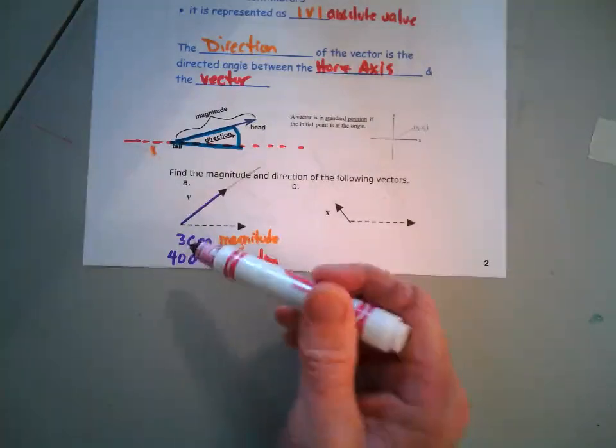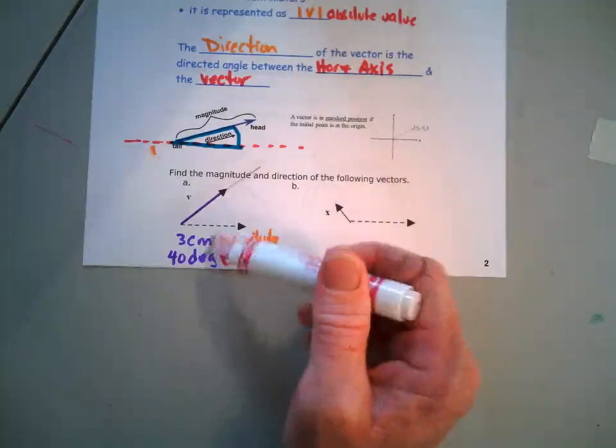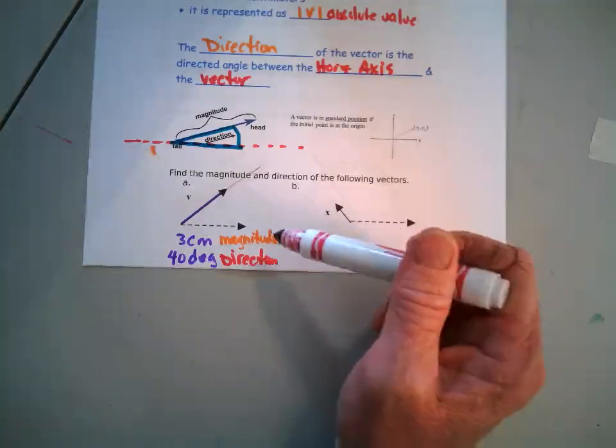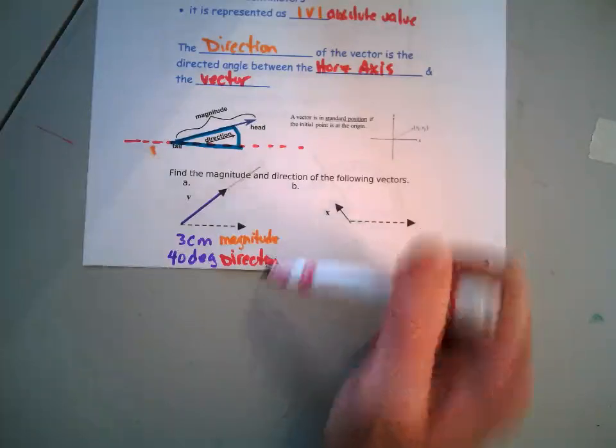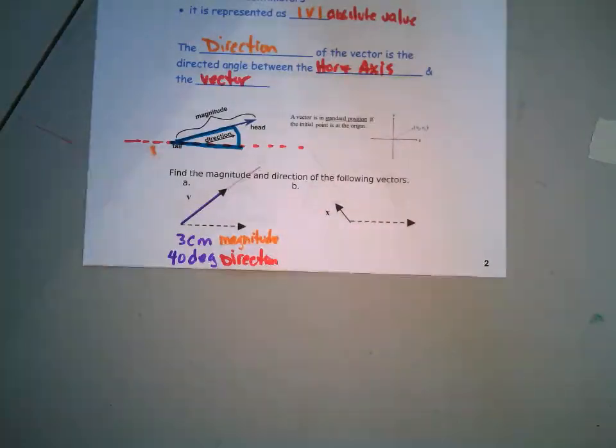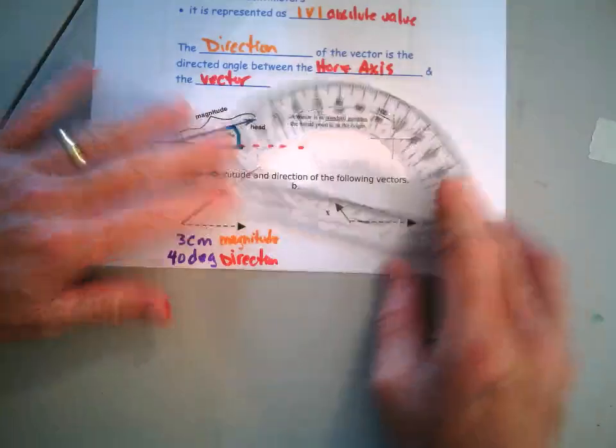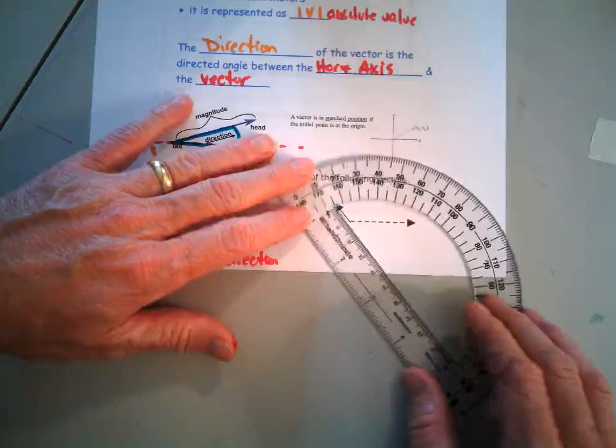So that's what makes it a vector, that it has two measurable components to it, both a length and an angle measure that it's taken off at. Okay, do that one more time over here on B. It's going to be a little tougher because it's a small vector.